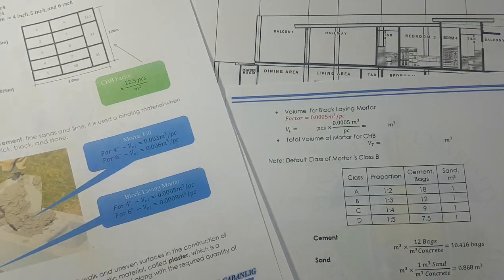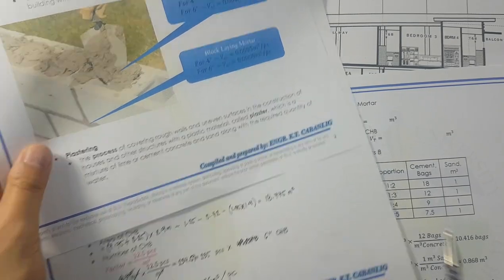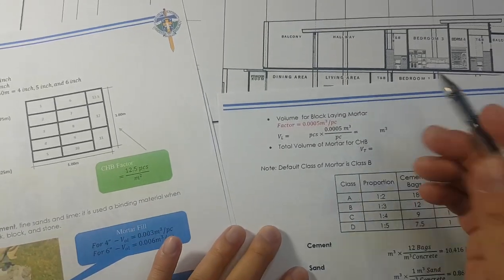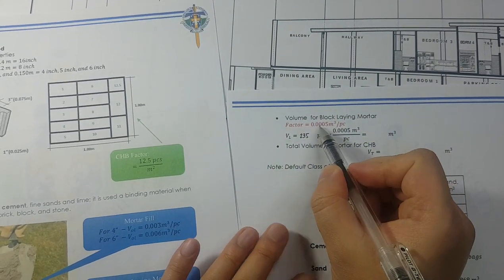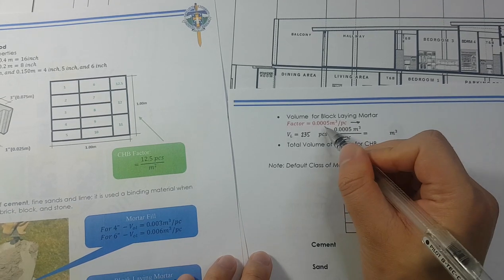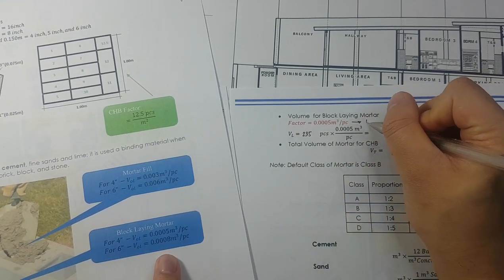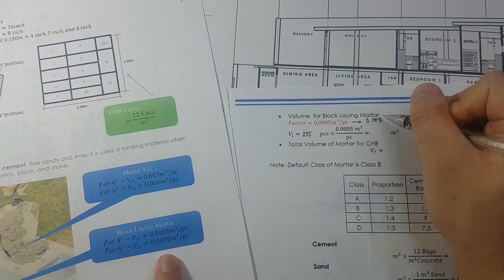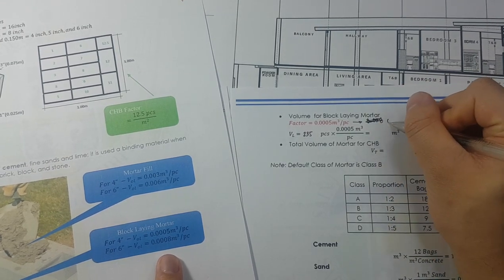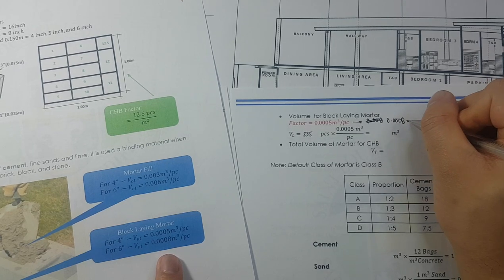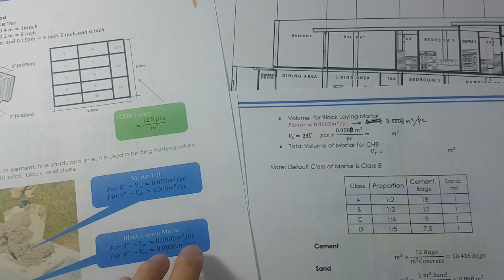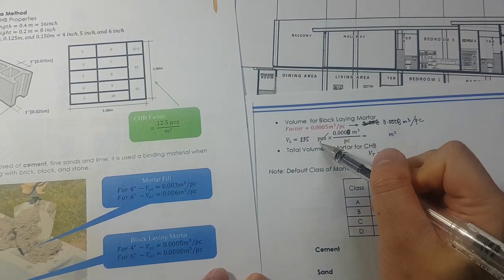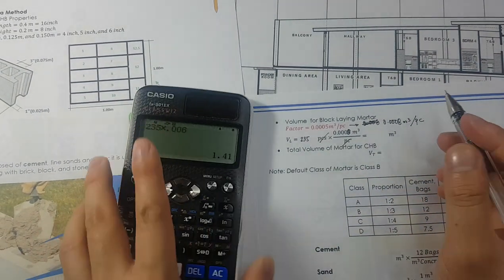So, for the block laying, how many pieces did we compute? We have 235. So, 235 pieces of 6-inch hollow block. Our factor here is not 0.005. Rather, it is 0.0008 cubic meter per piece. So, let's replace this also. Okay? So, pieces will cancel out, then what remains is volume.